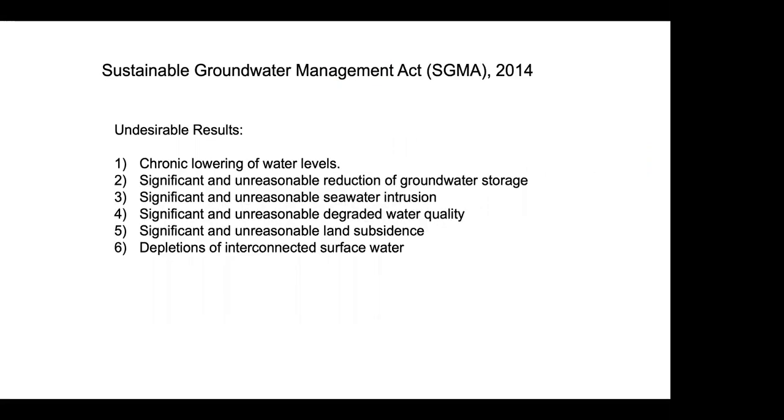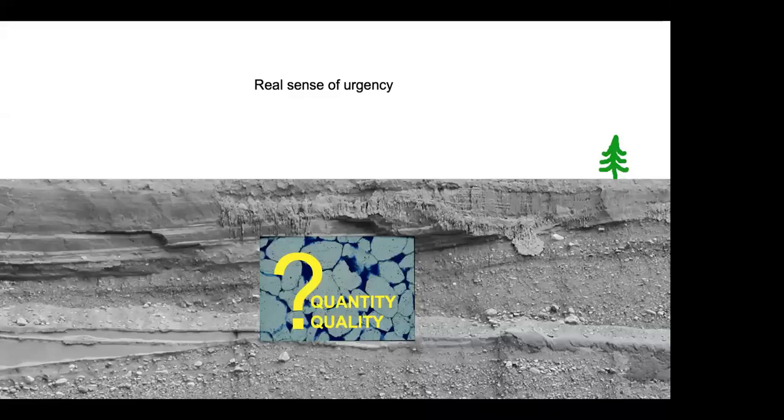And another incident that frames my research is the passage of the Sustainable Groundwater Management Act by the California legislature in 2014. And this act says that all groundwater in the state must be sustainably managed. So how do we define sustainable? Sustainable was defined by saying you need to manage the groundwater so as to avoid all these things. Avoid the chronic lowering of water levels, avoid significant and unreasonable reduction in groundwater storage, avoid saltwater intrusion, avoid degraded water quality, avoid land subsidence, and avoid an impact on surface water. So in California, I think many of us sense a real sense of urgency. It's time to figure out these groundwater systems so that we can sustainably manage them.